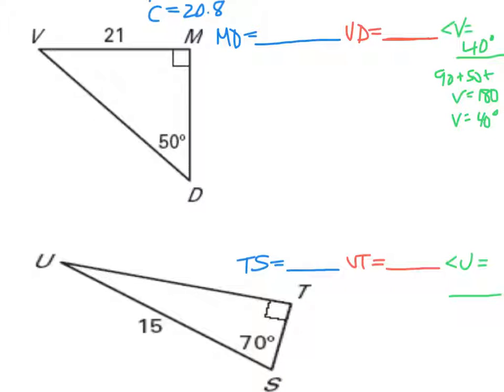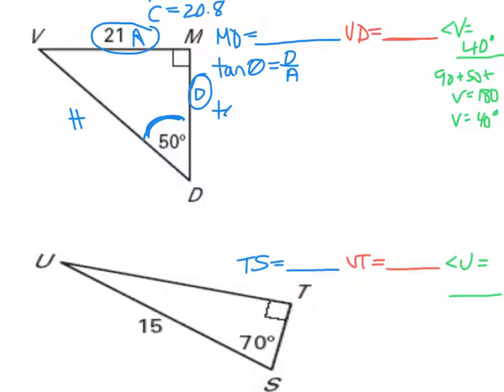So for MD, I always go back with the angle I start with, even if I found the other angle, which is 40 degrees, so I'm going to label HOA. And for MD, I'm caring about O, so I want O, and the other place I have a number is at A. So O and A is tangent. So tangent of my angle equals O over A, and then I substitute in tangent of 50 degrees equals O is what I want to solve for, over my A is 21.